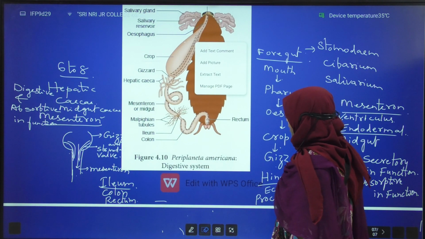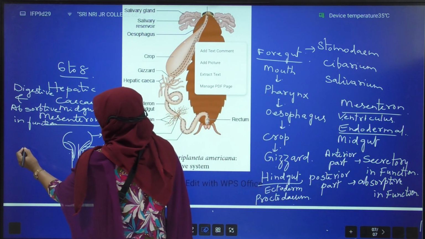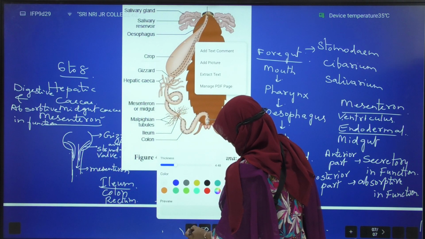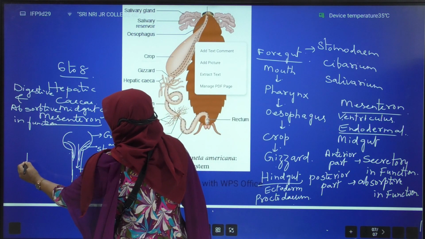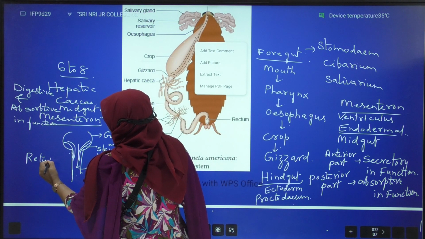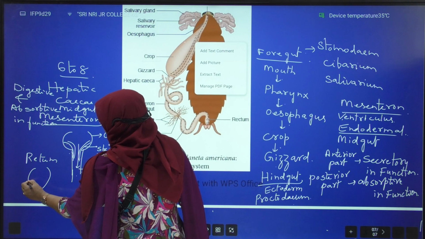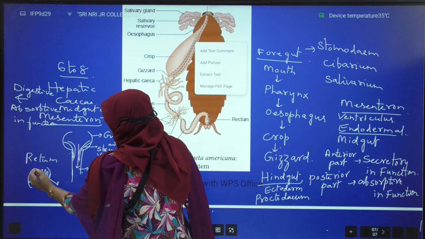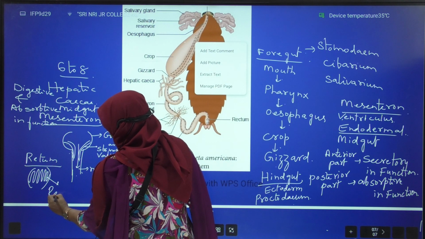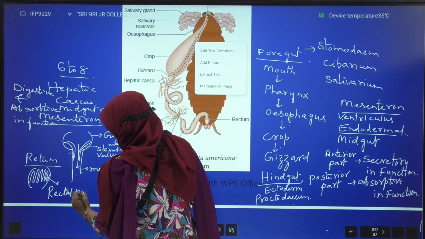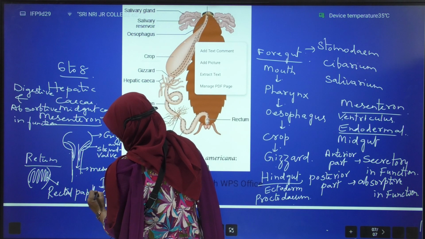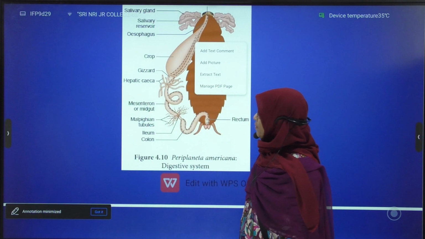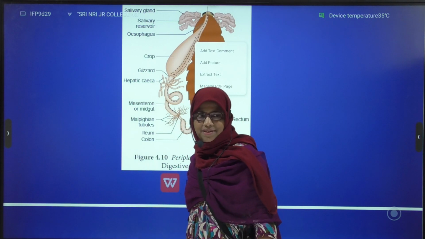The inner walls of the rectum are thrown into 6 longitudinal folds. These 6 longitudinal folds are called rectal papillae. Rectal papillae are useful for reabsorption of water from the undigested food materials.